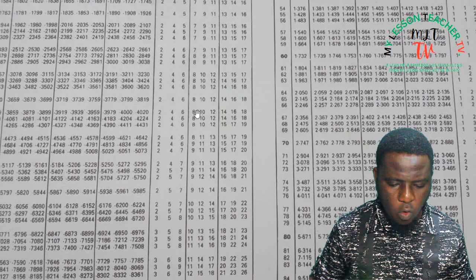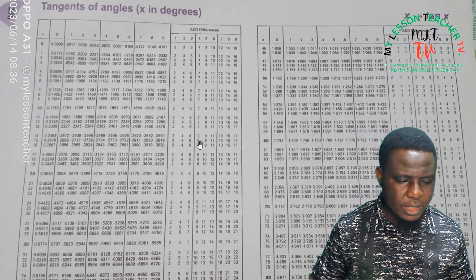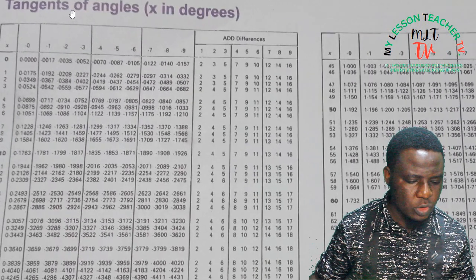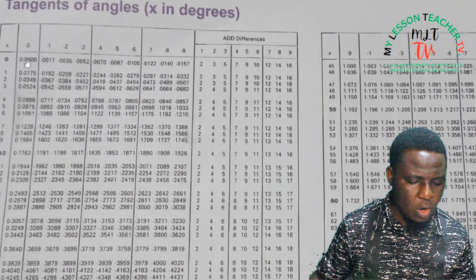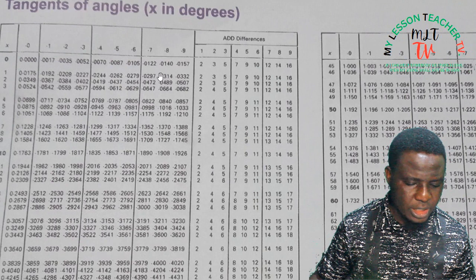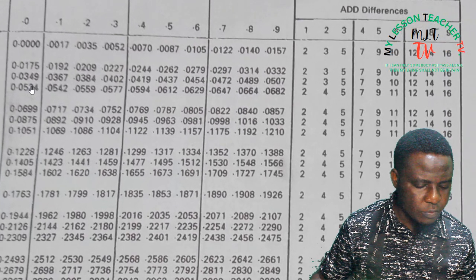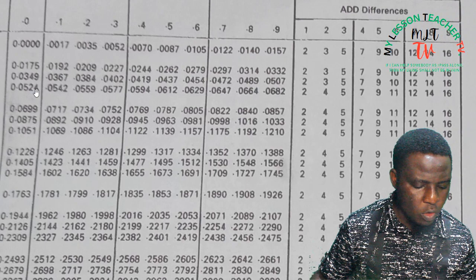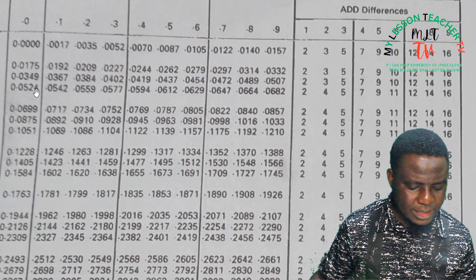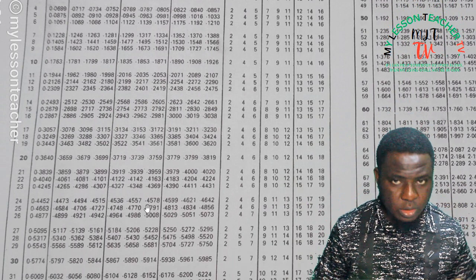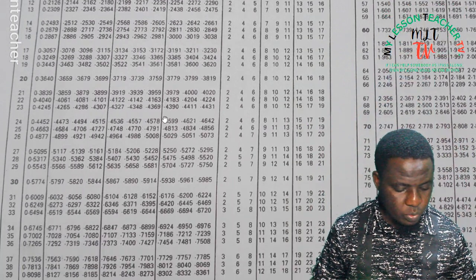Look out for 0.625. This is our tan table, tangent of angles. So you trace all the tangents to see which is 0.625. Now this is 0.0524, so we're looking for 0.625. So we trace it.